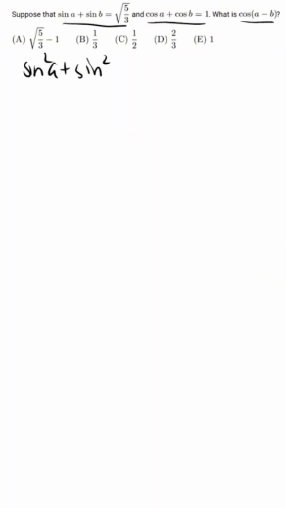This AMC 12 problem says, suppose sine A plus sine B equals the square root of 5/3, and cosine A plus cosine B equals 1. What is cosine A minus B? This may sound weird, but trust the process.